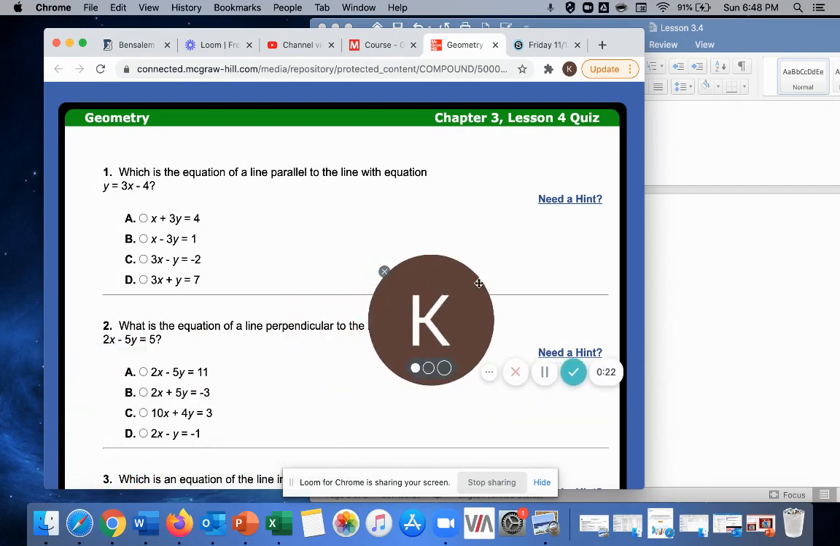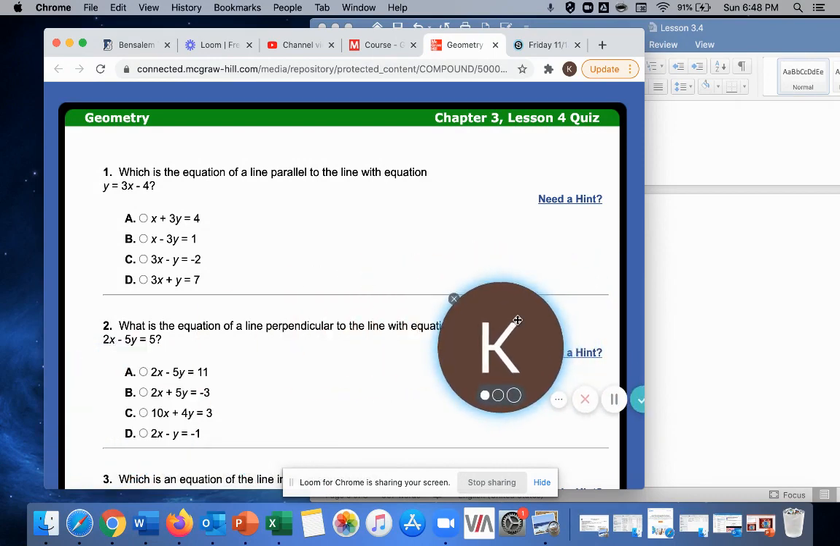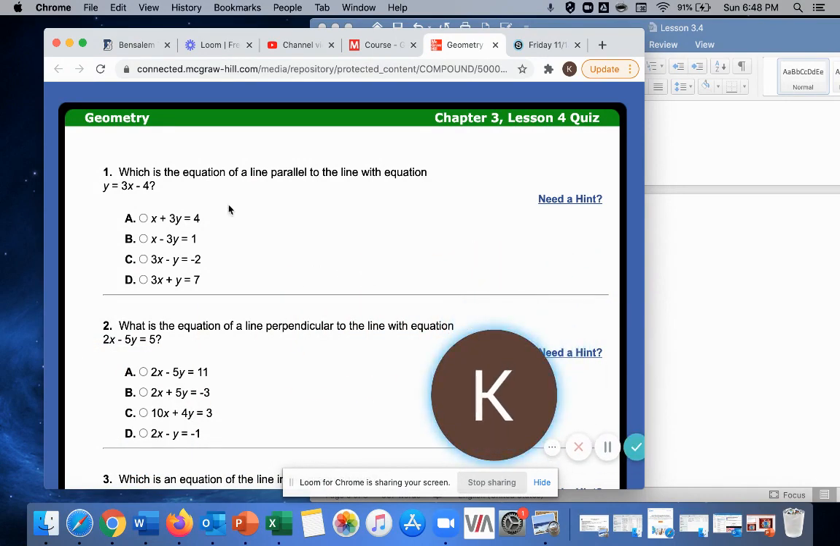So the first question is, what is the equation of a line parallel to the line with equation y equals 3x minus 4? Remember, parallel lines have the same slope, so we're looking for a slope of 3. Which of these lines have a slope of 3? Unfortunately, we can see really quick that none of these are in slope-intercept form.